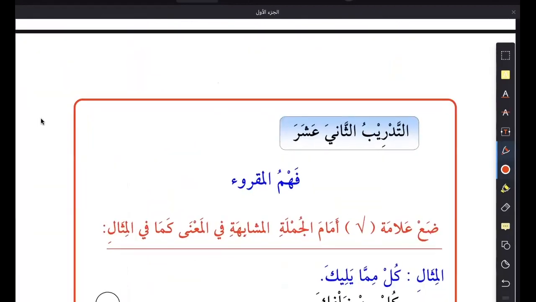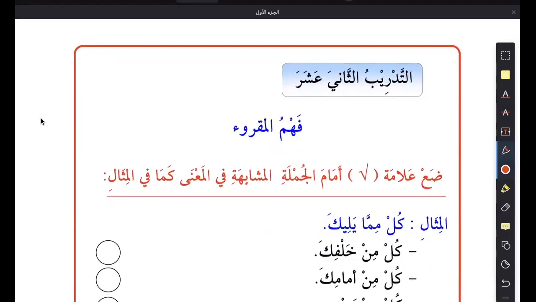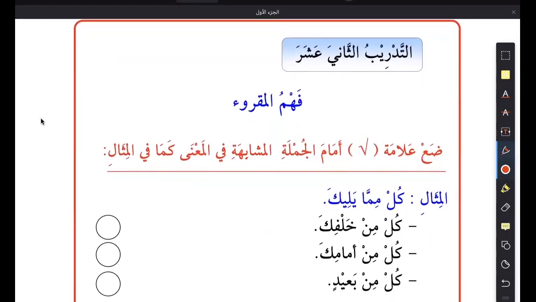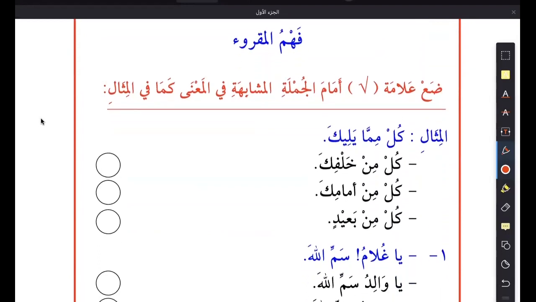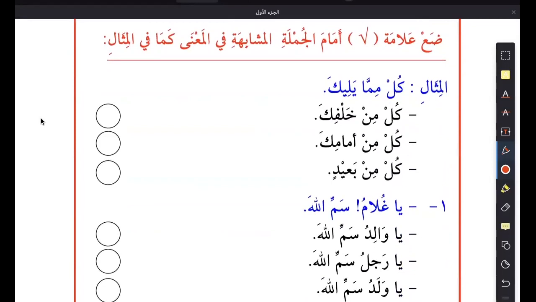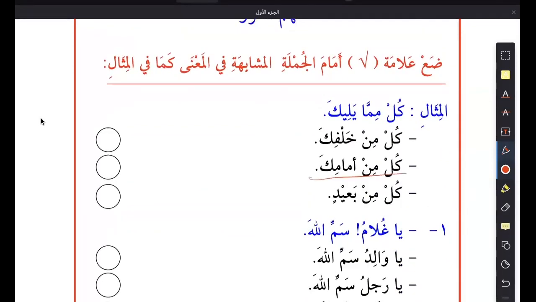So the next one we have is the 12th exercise. It says Fahmul Maqru, reading, understanding. Again, we don't know which reading he's referring to here. So let's see. Kul mimma yali. Remember, I was trying to find out what yali means here, because yali means to follow. It means from amama, from the front of you. Yali cannot mean khalfa, that doesn't make sense. Yali also cannot mean something that is far. So from here, we know that what the Prophet ﷺ was trying to say in the text is: eat from something that is in front of you.